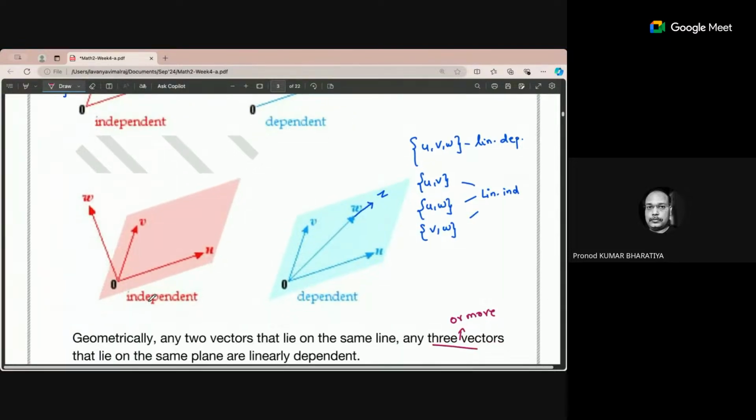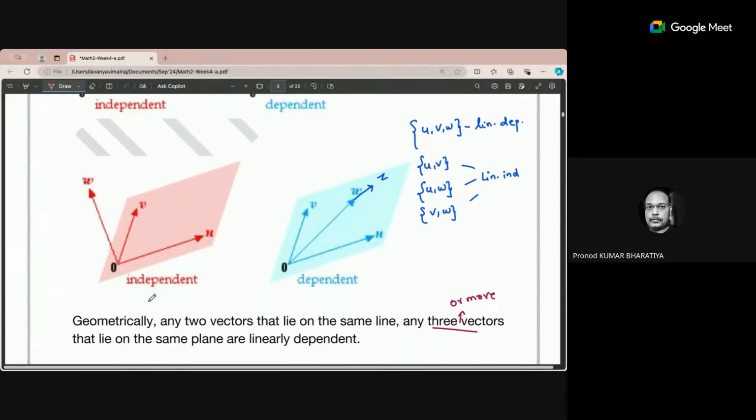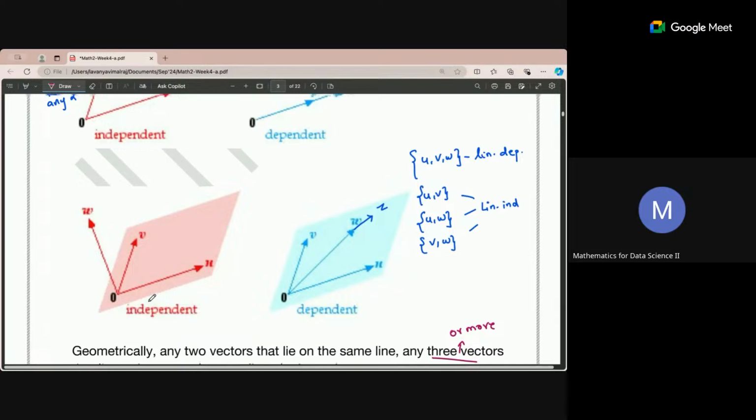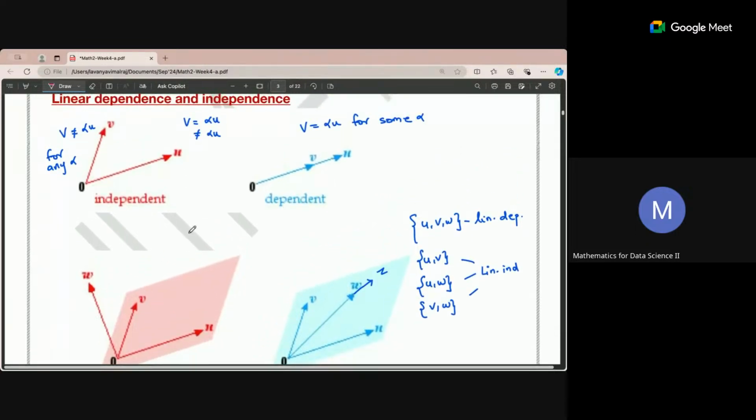Isn't this a little bit confusing? In the dependent case we are considering u, v, and w on the same plane. I guess the point you should remember is that we will go step by step. Don't confuse yourself too much for now.